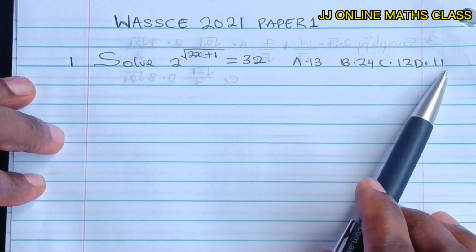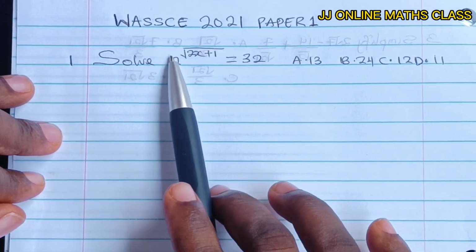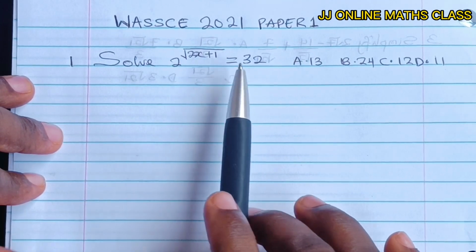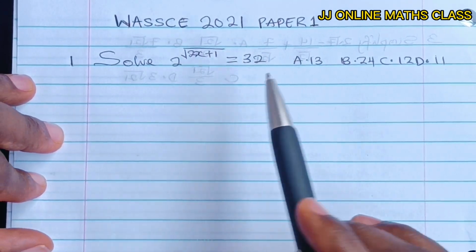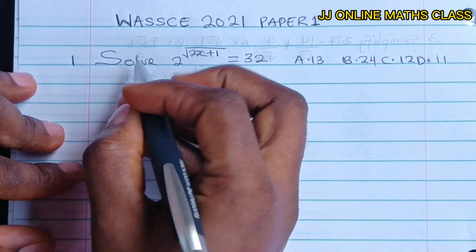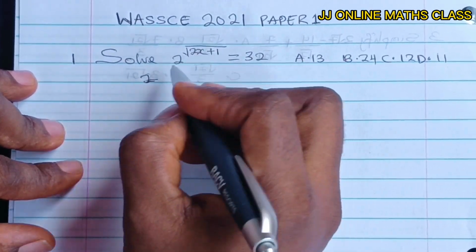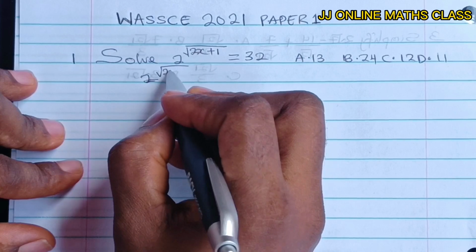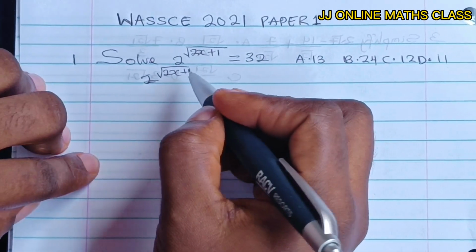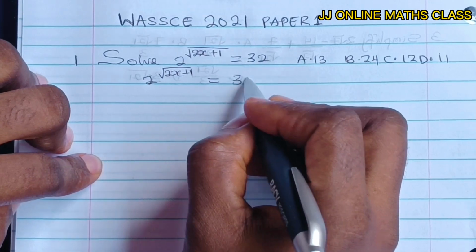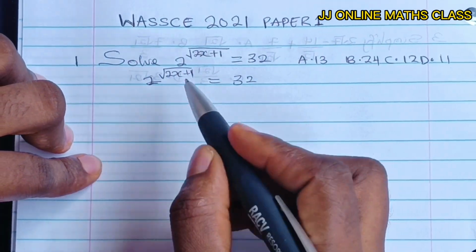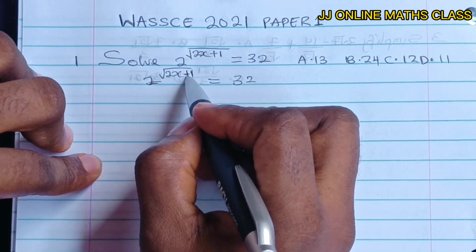To solve this is actually coming from indices, okay? And under indices, there are some laws that we can apply. So let's solve this. 2 raised to the power of square root of 2x plus 1 is equal to 32. First, let's make this less ambiguous.